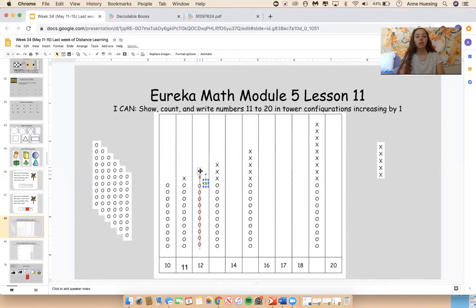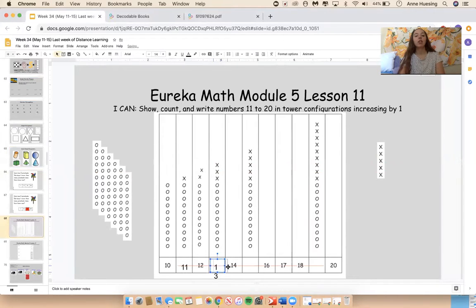There's 1. There's 2. See how it's going up? So we started here, then we go up 1, up 1, up 1. Because every time we go up, 10, 11, 12, when we're counting by ones, we're adding 1 every time. Very good. So this was 12. What do you guys think comes next? What comes after 12?